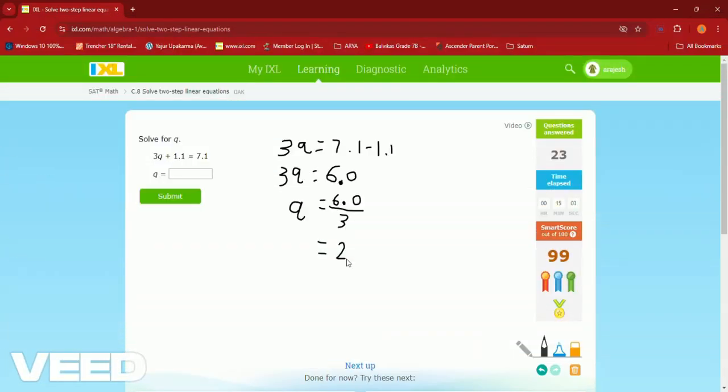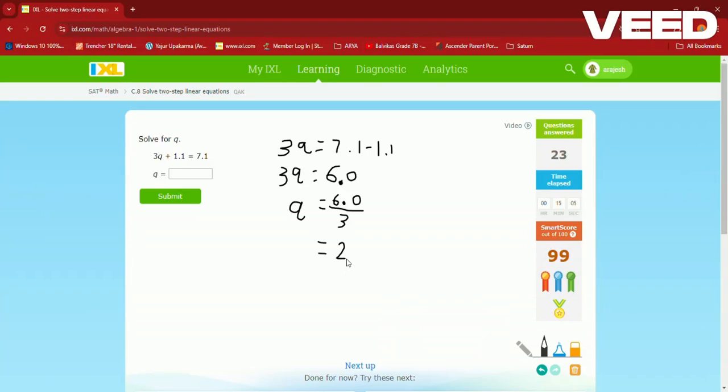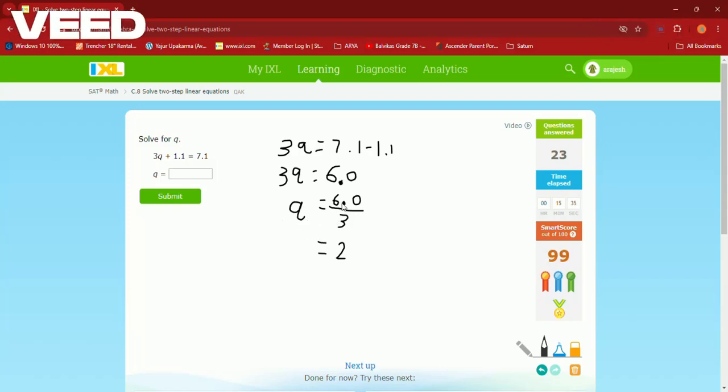Okay guys, so this is part 3, so let's finish this with all we've got. So we're going to solve for q. In this scenario, it's going to be 3q plus 1.1 is equal to 7.1. To get q, you would have to do it like this. 3q is equal to 7.1 minus 1.1. In this scenario, it's going to be 3q, which is equal to 6.0, or just 6. Anyway, moving on. To get q, 3q is equal to 6, then divide by 3.